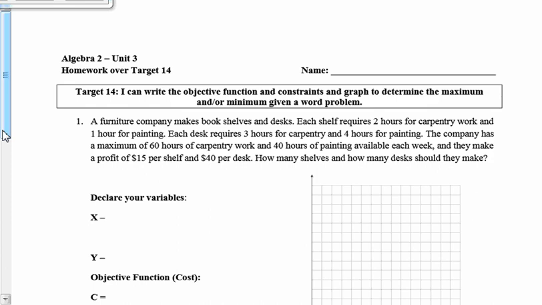So target 14 notes. Let's go ahead and get started with those. We're still doing the linear programming, just with some word problems. So we're going to be declaring variables, stating our objective function, and then writing out our constraints, which are pretty nicely spelled out for us on this homework. And then graphing those lines, shading, testing the corner points. That's our process for linear programming for target 14.